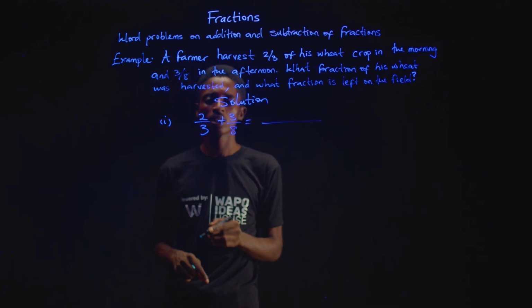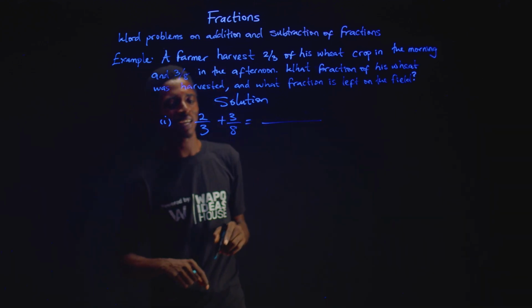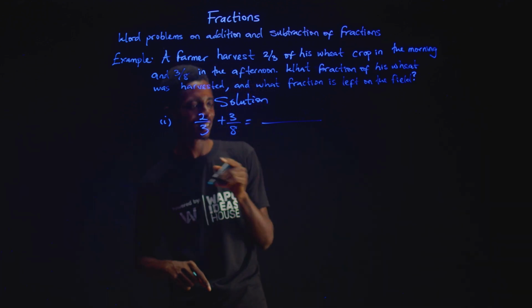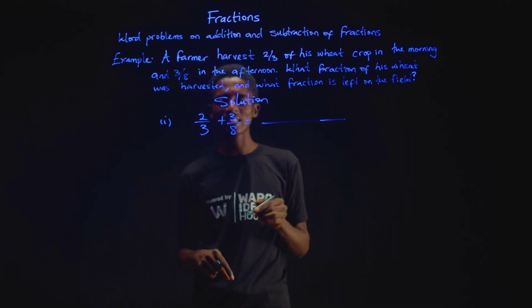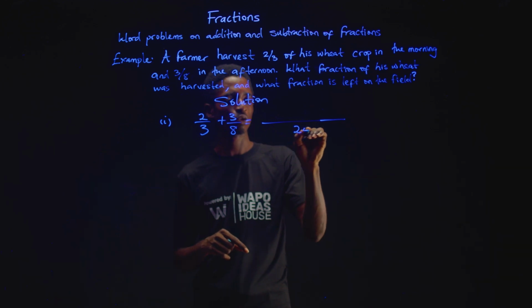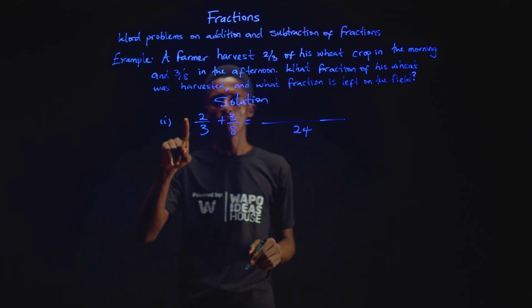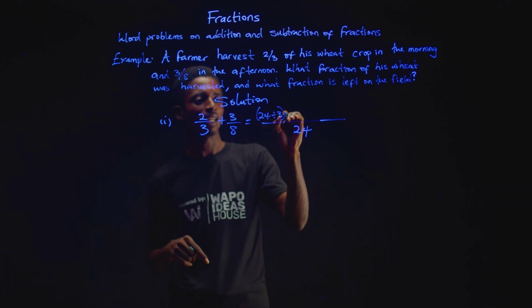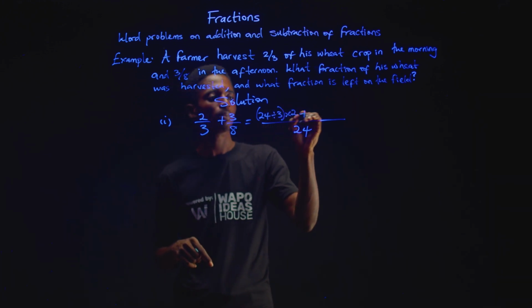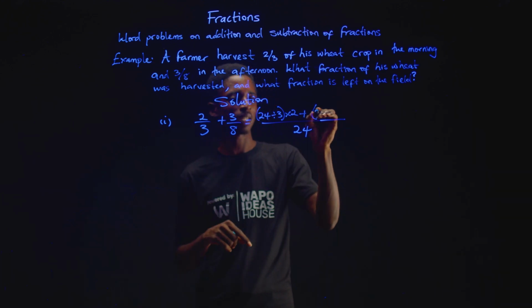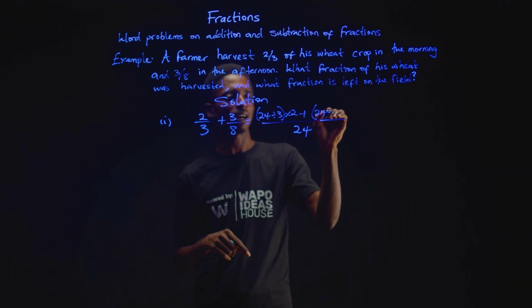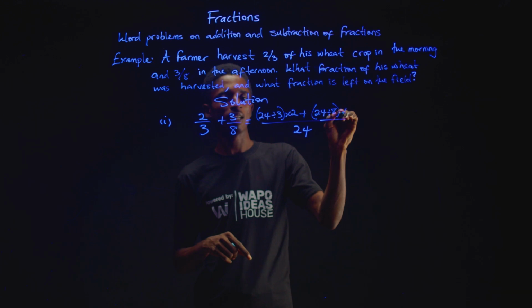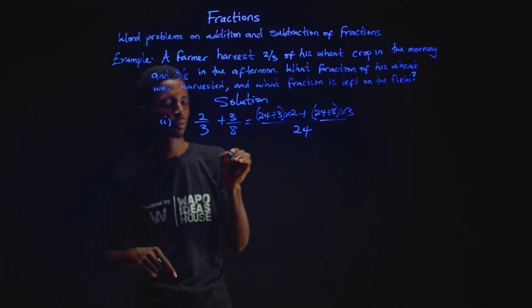And this would give us, now we find the LCM of 8 and 3. And the LCM of 8 and 3 is 24. So to the first fraction, we would have 24 divided by 3, and then we'll multiply that by 2. Plus, to the second fraction, we then have 24 divided by 8, which we will then multiply by 3.